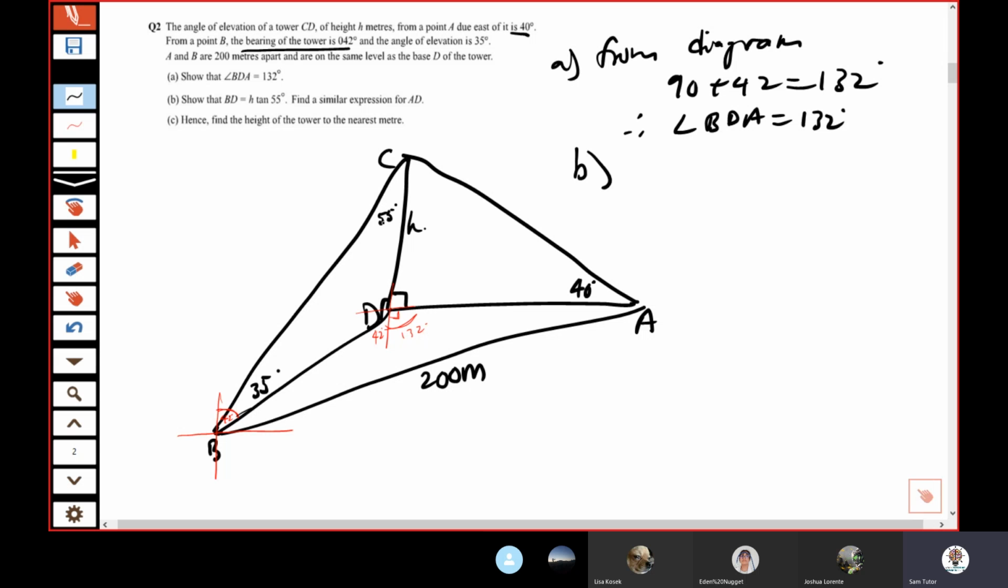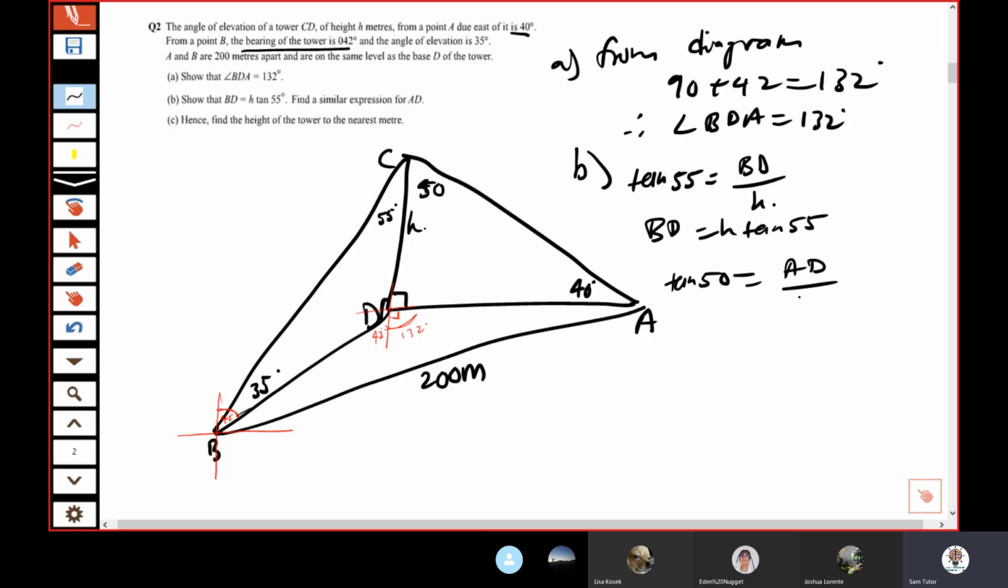That's 55 degrees, and then again, opposite over adjacent. So tan 55 equals opposite over adjacent. You want to find BD, just multiply by h. It says find a similar expression for AD. We already know that's coming up. That's 90, that's 40, so that must be 50. Tan 50 is equal to opposite over adjacent, and then AD equals h tan 50.